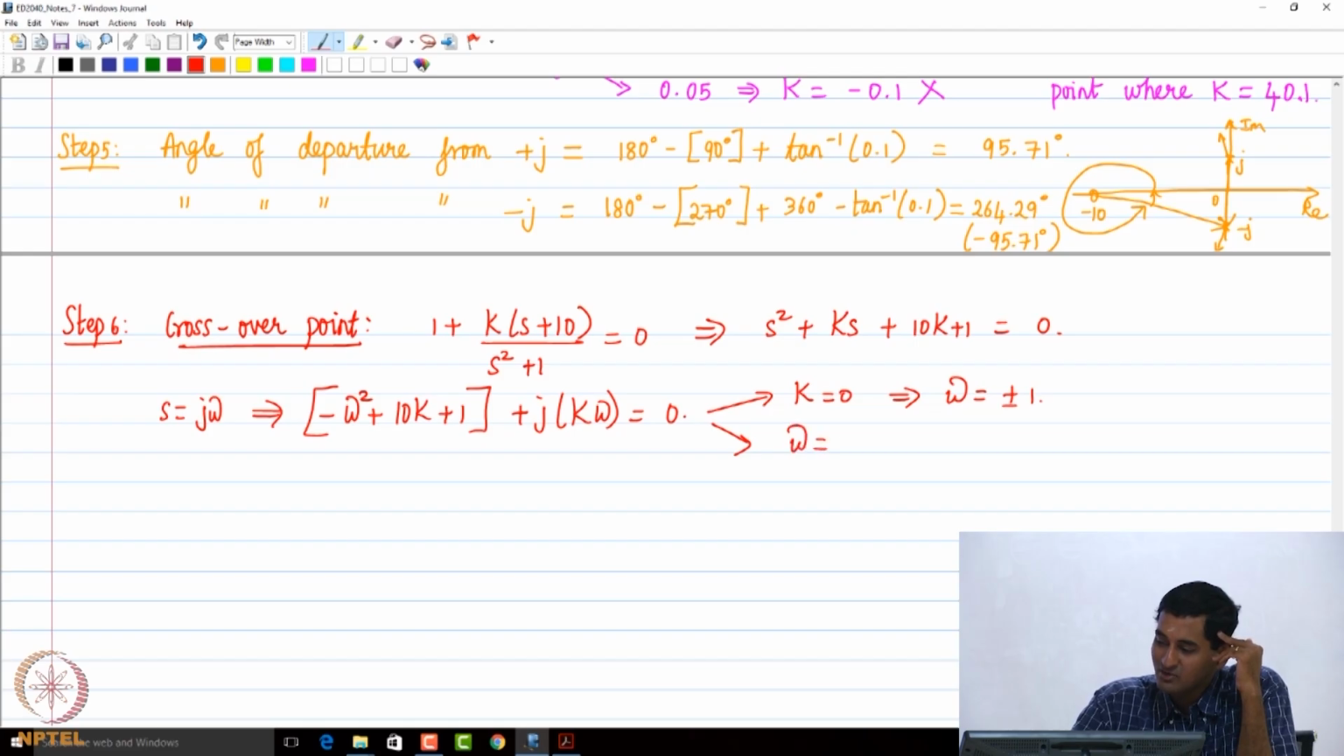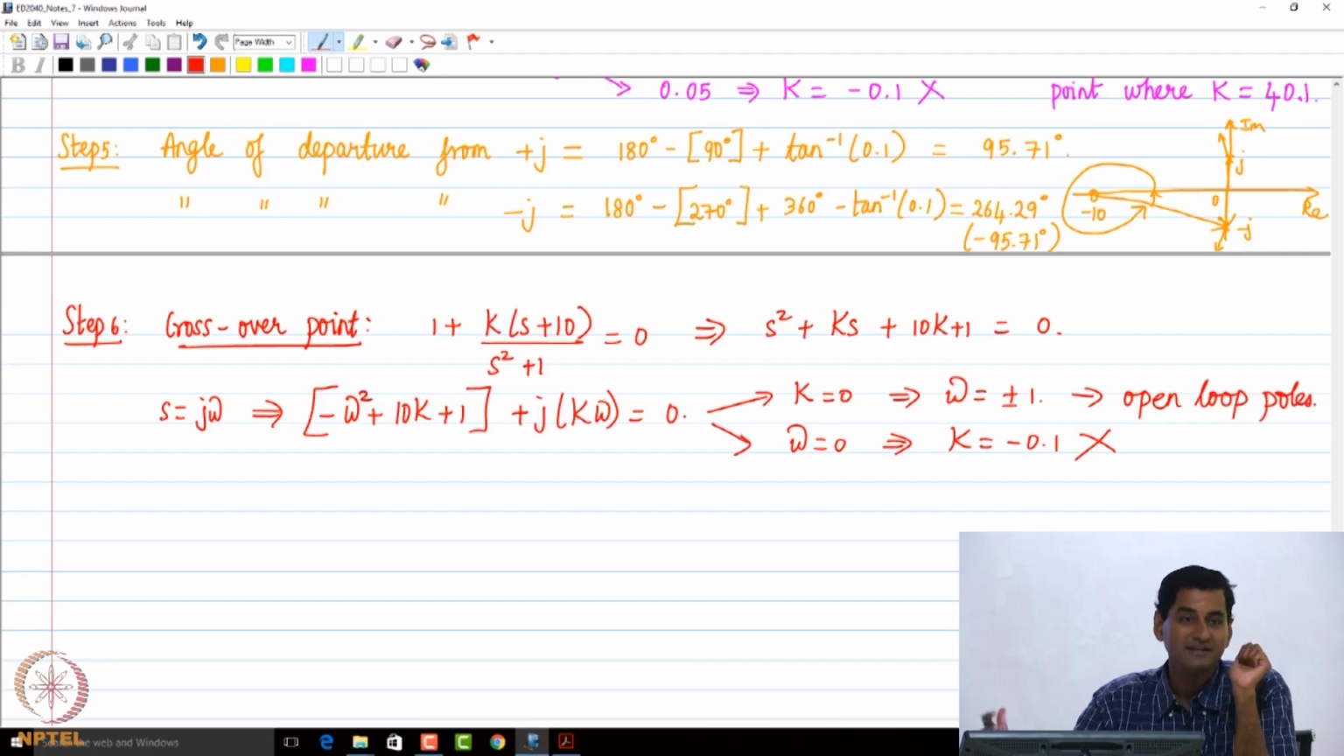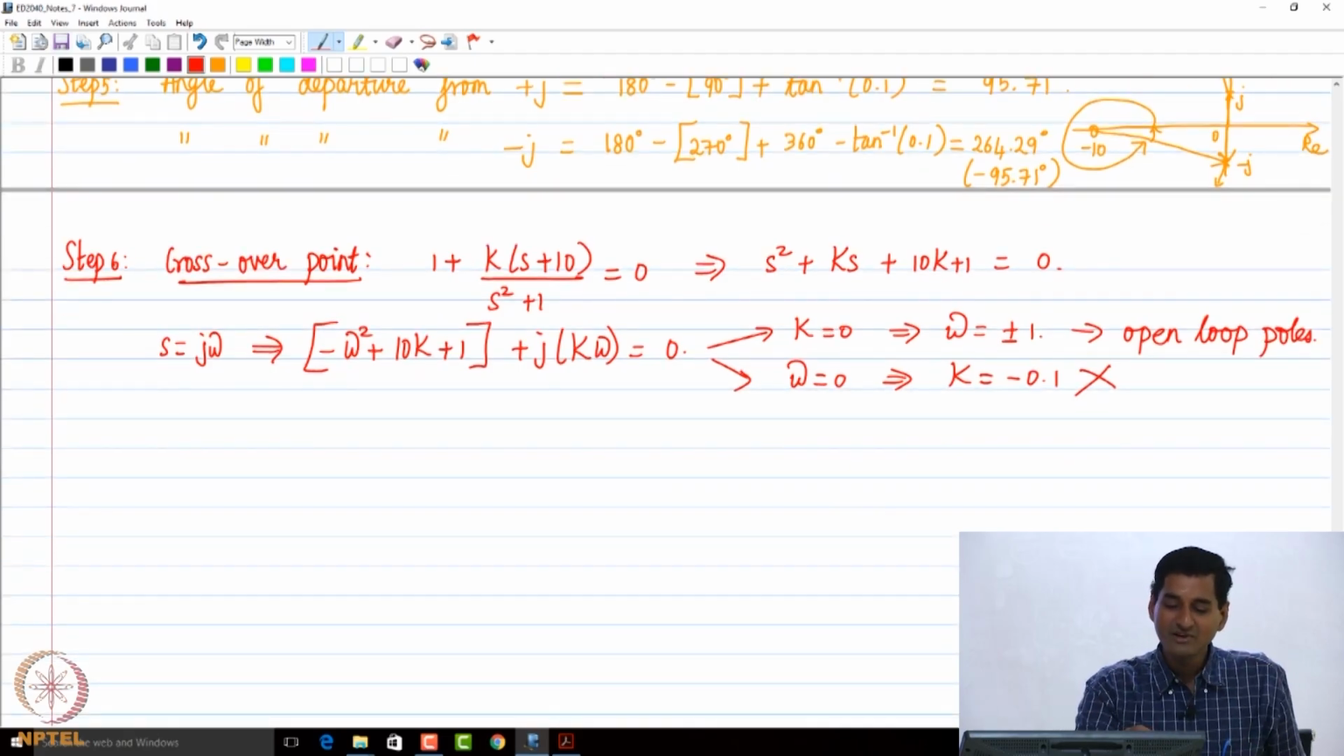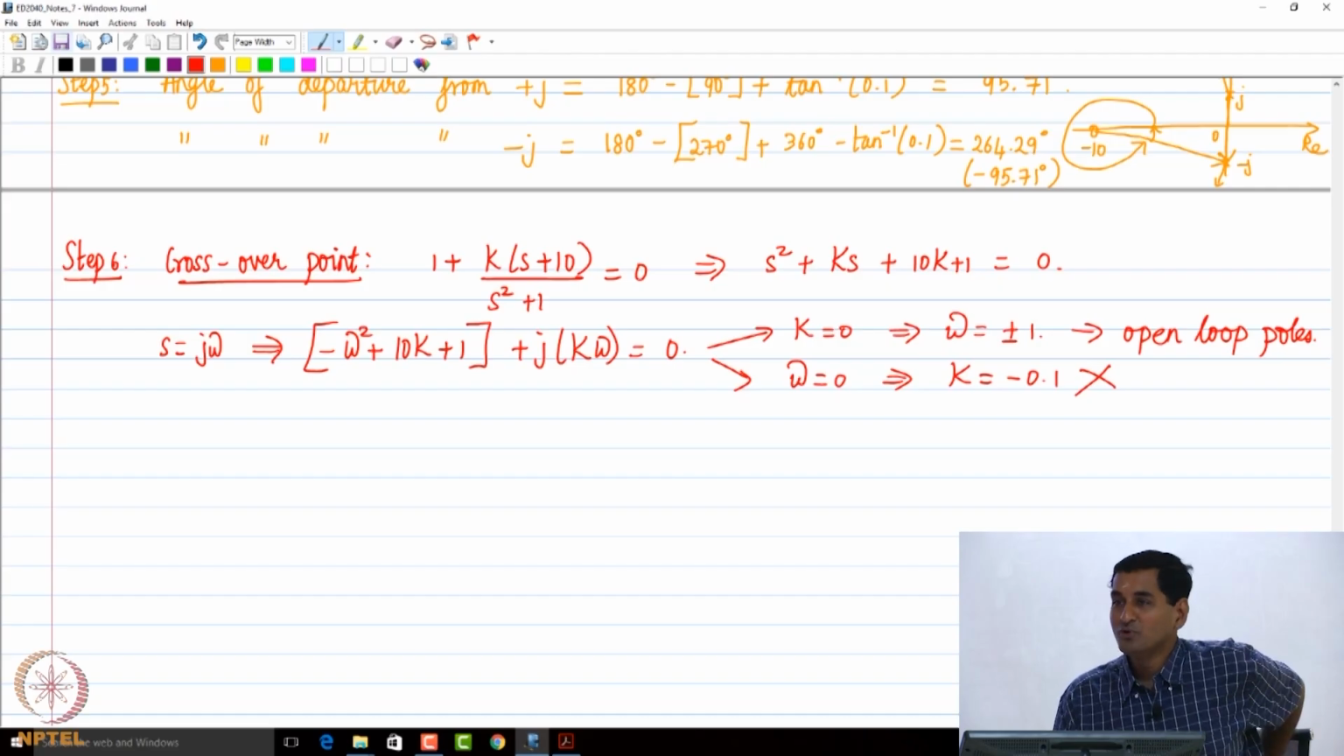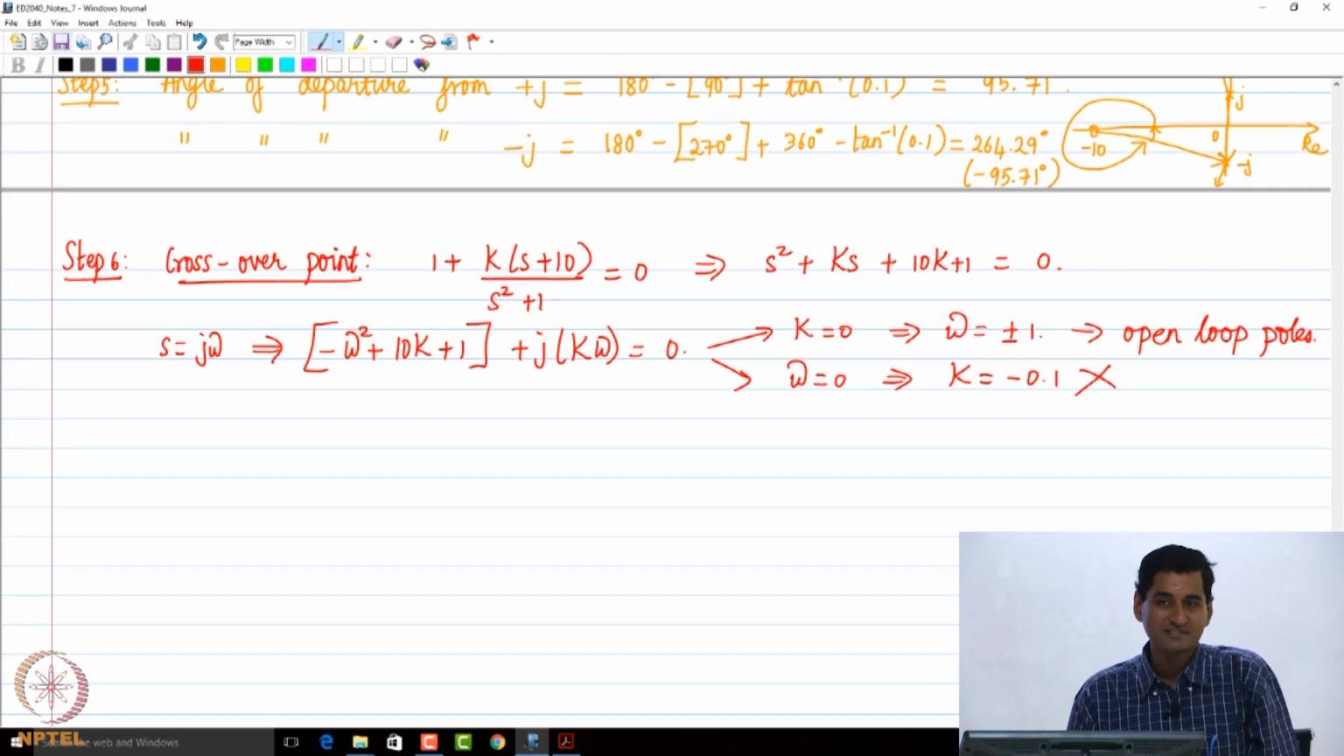Now omega equals 0 implies k is going to be equal to minus 0.1, which is not under consideration, because we are not considering k to be negative. So anyway, these are the open loop poles, plus or minus j. In essence there are no further crossover points other than the open loop poles. So the root locus starts from the open loop poles and it remains in the left half of the s-plane always, for all k greater than 0. So that's what we can figure out.